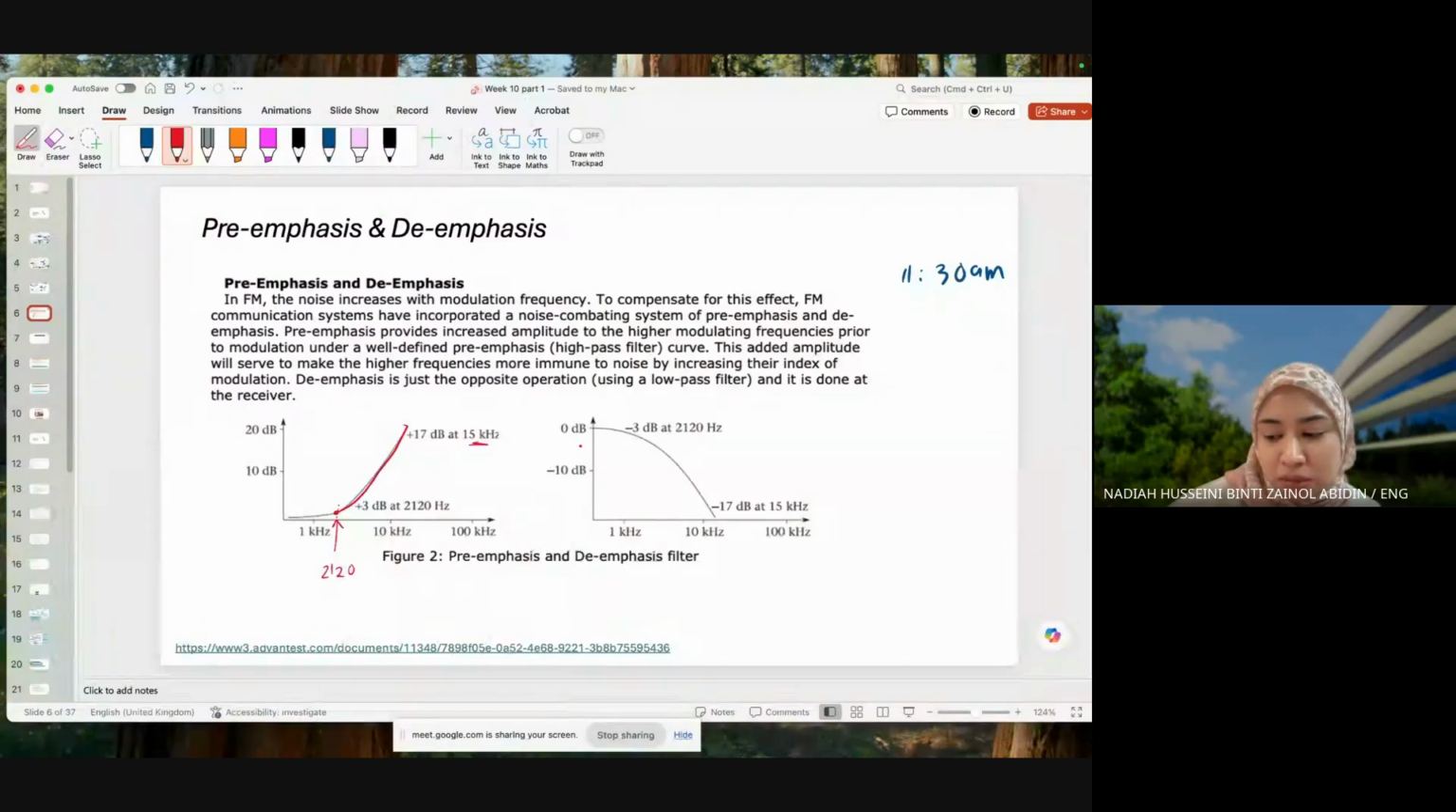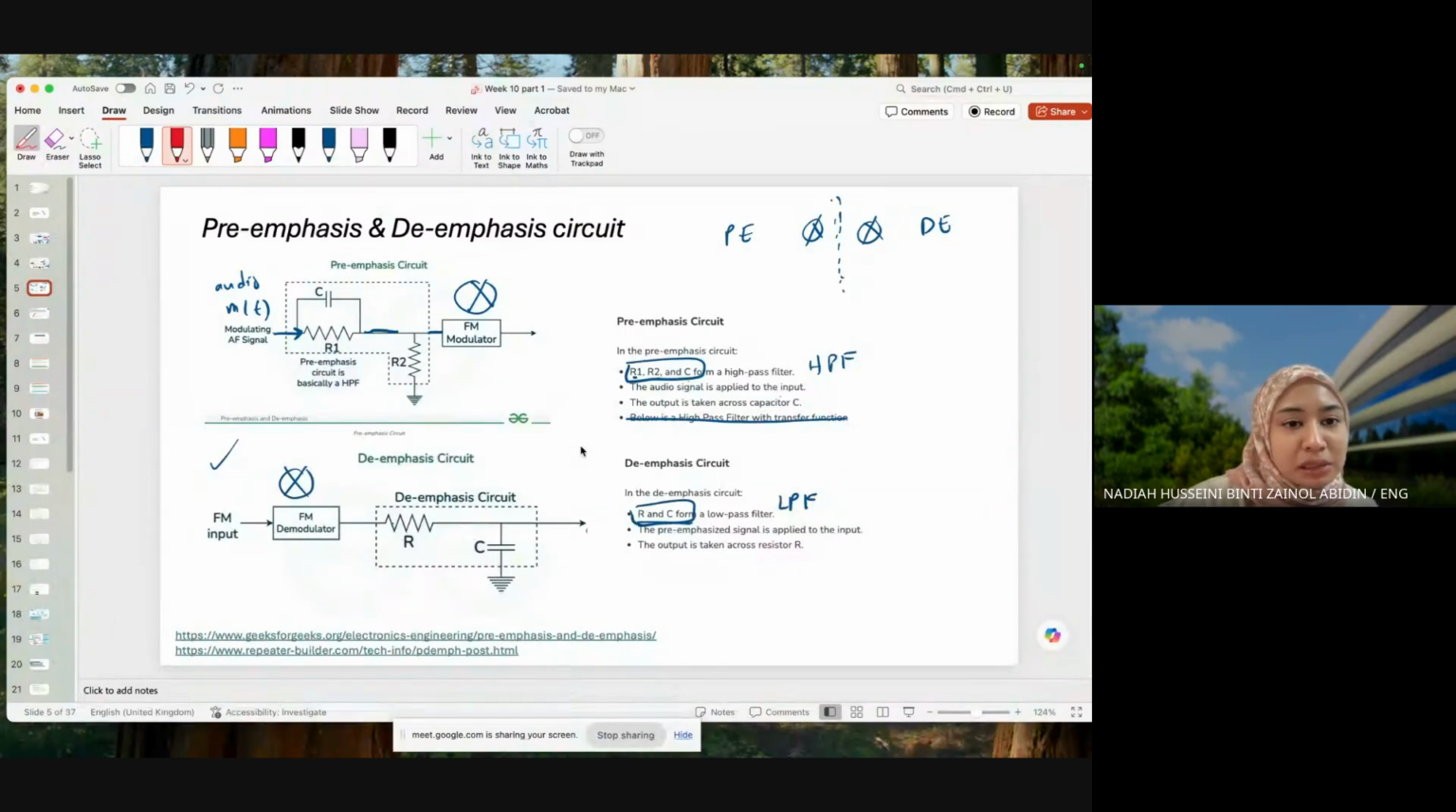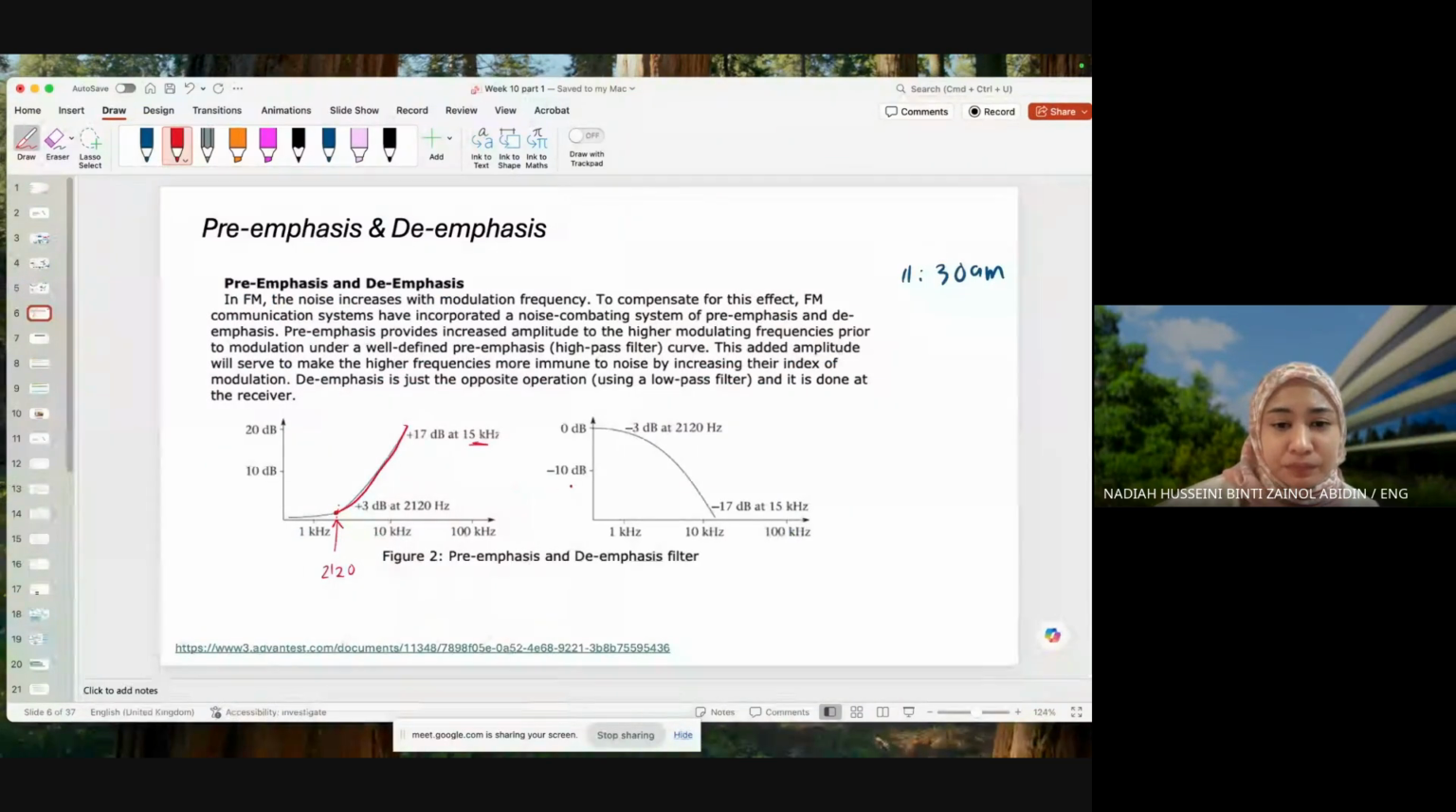So the typical values are 2 to 15 kilohertz. Because the pre-emphasis circuit is adjustable, we can tune it, but these are the typical figures. And then we have our de-emphasis. It starts at minus 3 dB at 2120 hertz. This is where they consider the attenuation to start at minus 3 dB, and this is where they consider the amplification to start, which is at plus 3 dB.